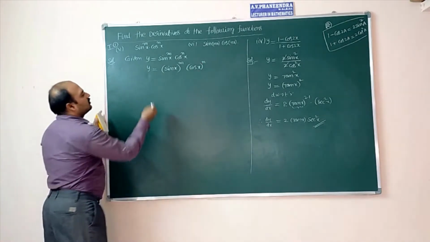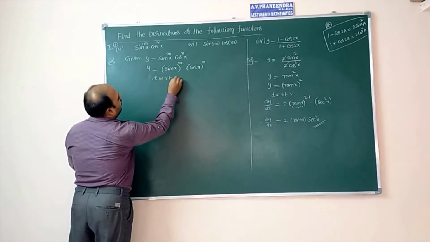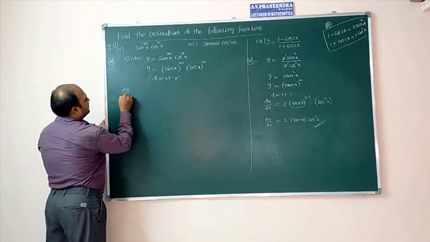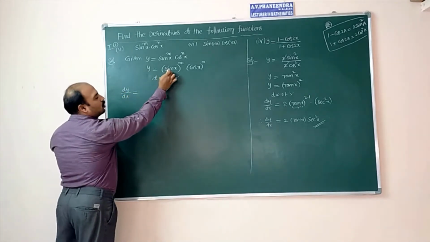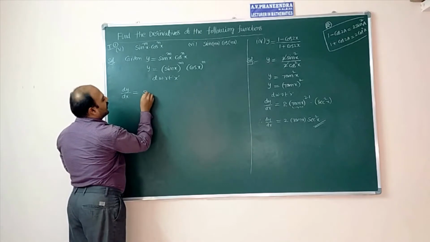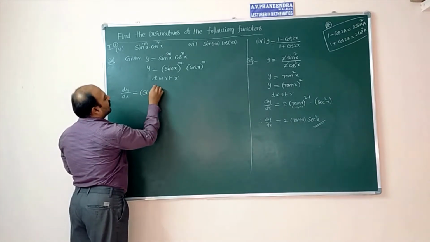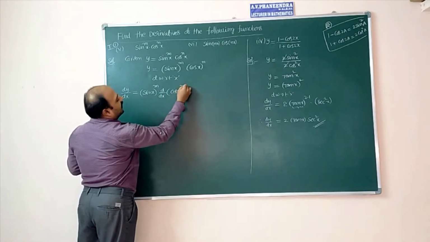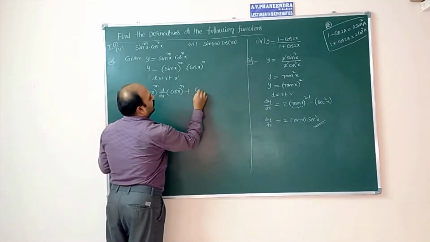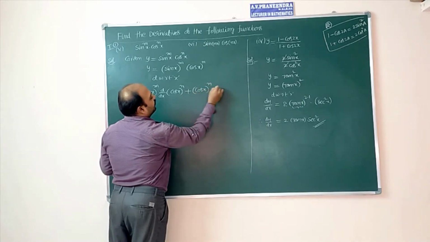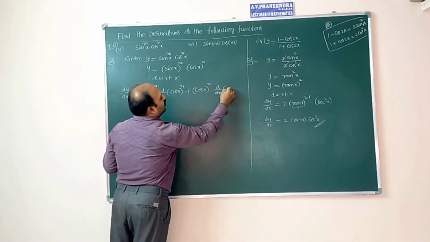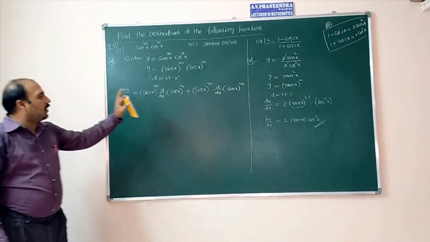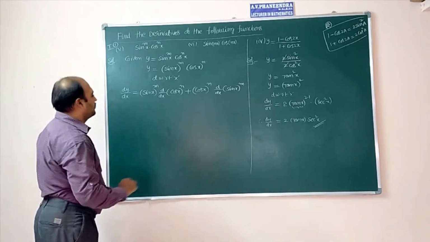This is u into v. Differentiate with respect to x. Apply the u into v formula. The derivative dy by dx is equal to u into dv by dx plus v into du by dx. So (sin x) whole power m into dy by dx of (cos x) whole power n, plus (cos x) whole power n into dy by dx of (sin x) whole power m. We just applied the product rule of differentiation.